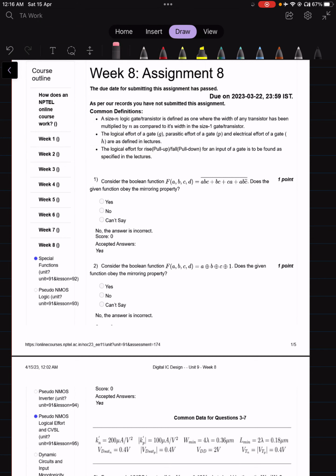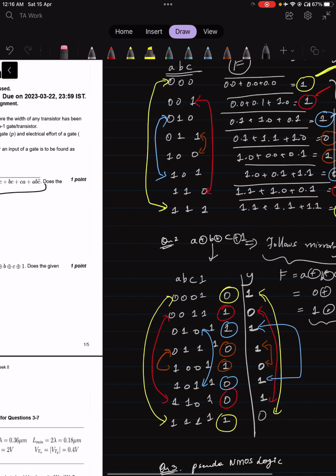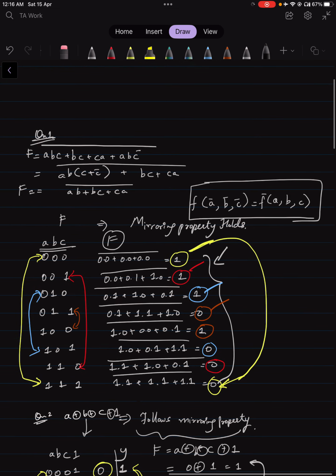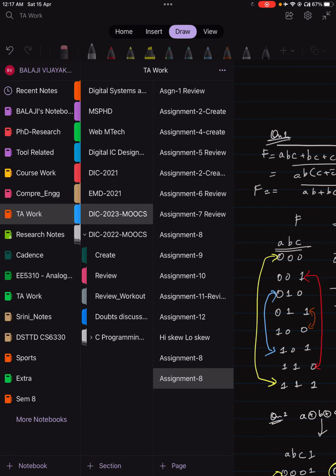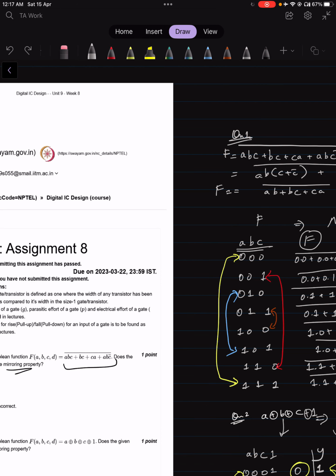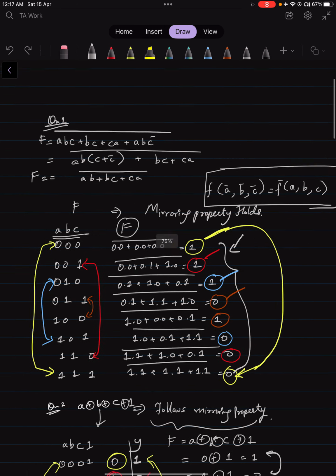So question number 1, consider the Boolean expression f of abcd equal to so on. For this expression, it's asking whether it follows the mirroring property. The mirroring property in essence is basically f of a bar, b bar, c bar is equal to f bar of abc. If this holds, that means the mirroring property holds. So let's look at it.